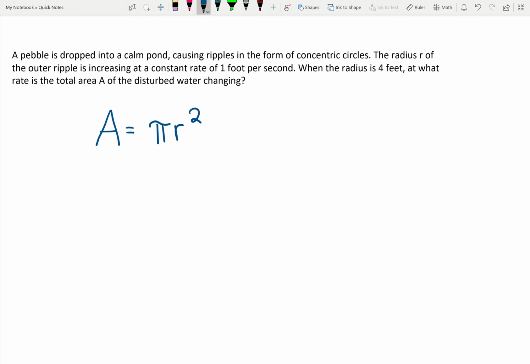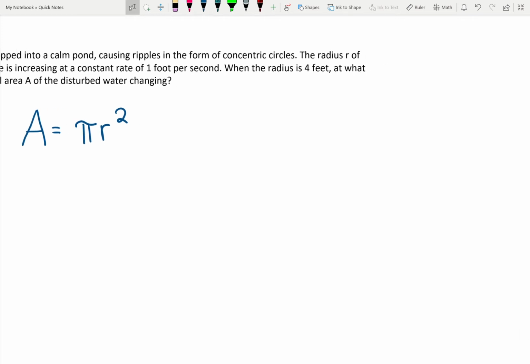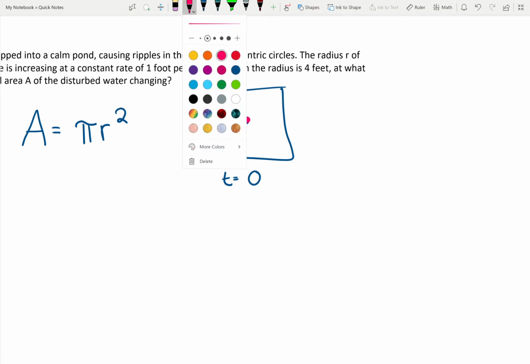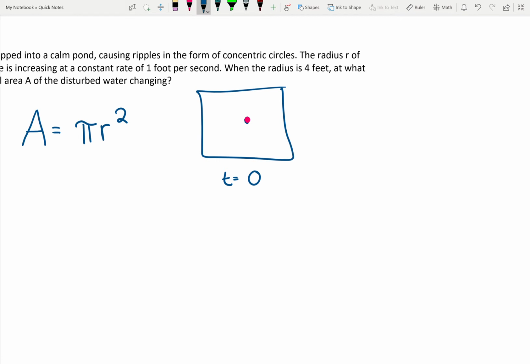Okay, so there's a couple things to note. Here they say the radius is increasing at a constant rate of 1 foot per second. That means the radius changes as time goes on. So maybe I'll draw a little picture. What is our radius? At time 0, the pebble just got dropped in, so the radius is 0.